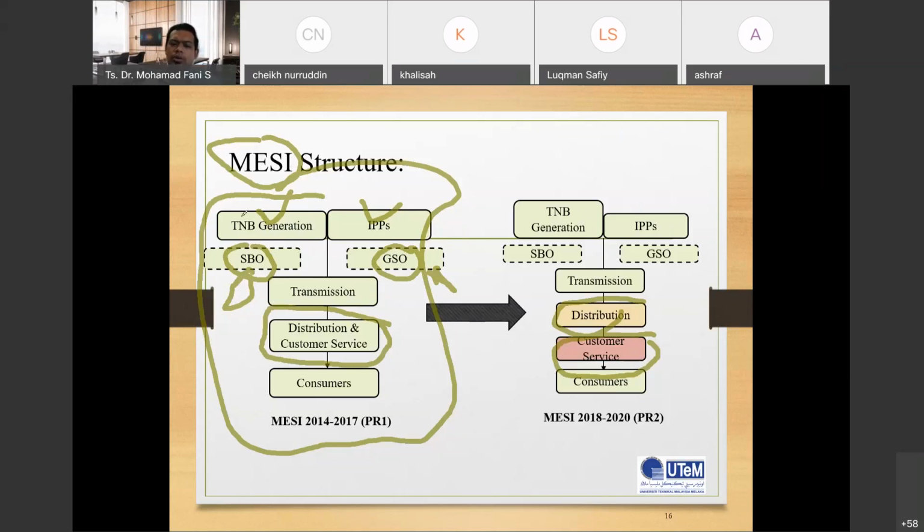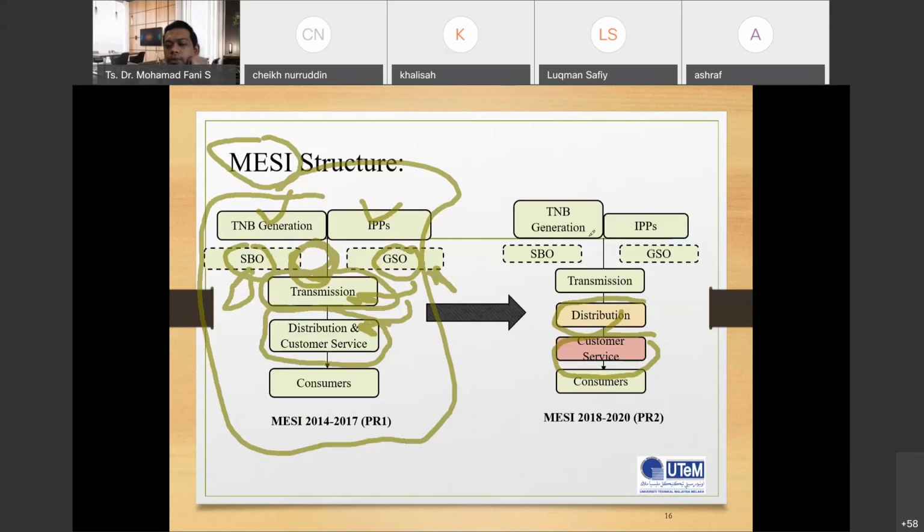SBO caters to the bidding process in order to get the generation to supply the electricity to the transmission line. So they cover the bidding process here. SBO will control everything. GSO is the grid system operator. We have the grid code under the GSO. So as a GSO person, you must understand the grid code, and the GSO controls the transmission and distribution. The demand and other things are under the GSO.